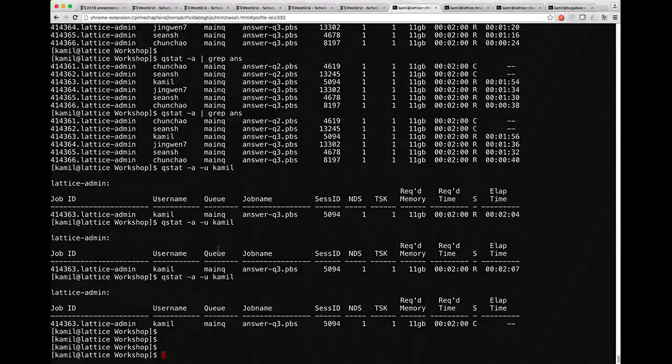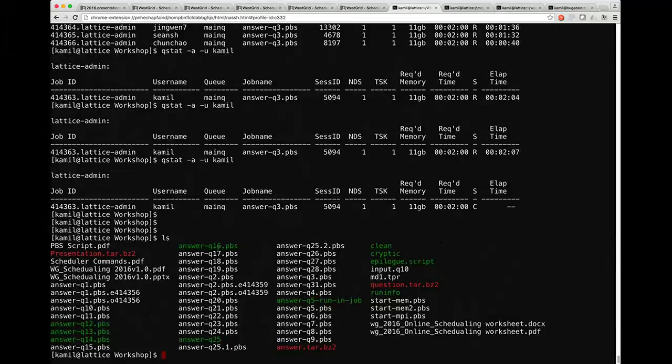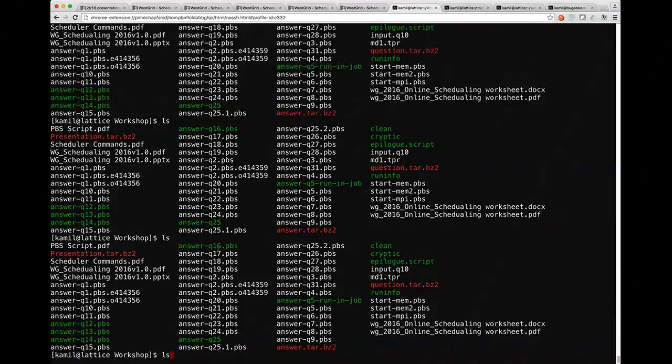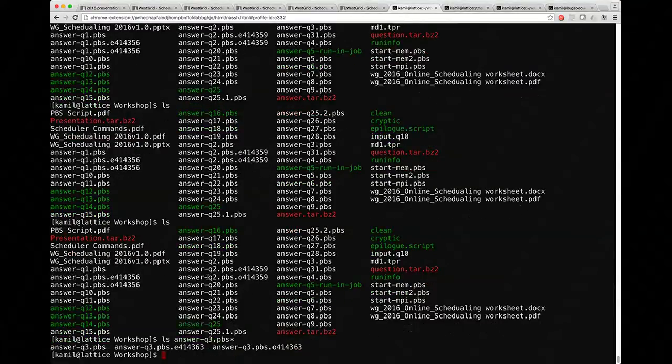You see, it's in state C, which means complete. Now we have to wait a few seconds on Lattice, I guess, in order to get the output files. They take a few seconds to get copied over on this machine. And then there they are.